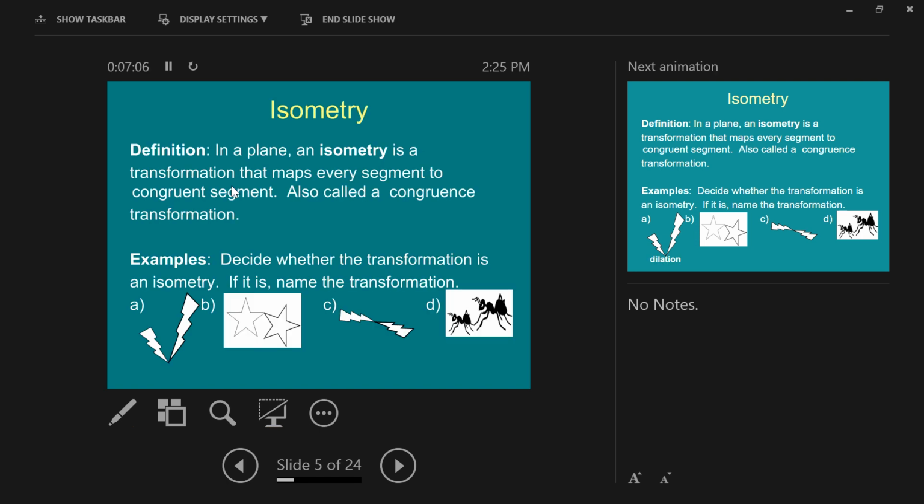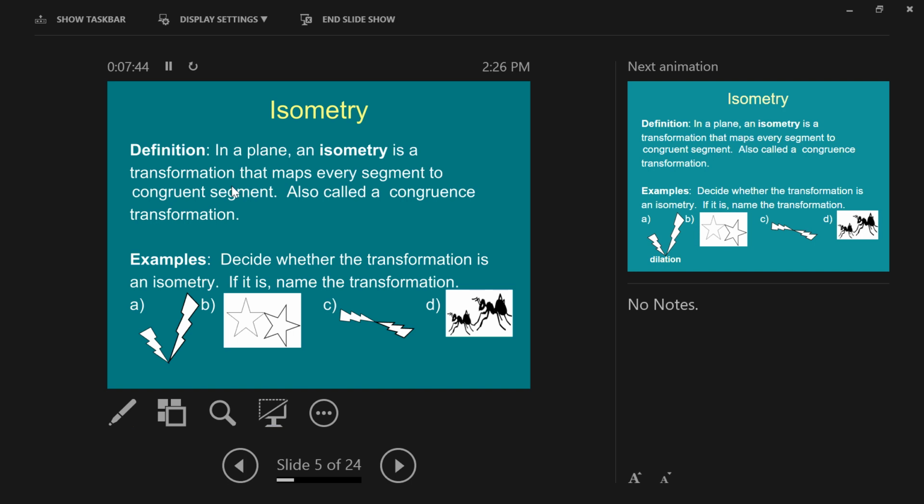All right, then we have isometry. So its definition is, again, it's in a plane. And this is just a transformation that's going to map every segment to some congruent segment. This can also be called a congruence transformation. So, key thing here is congruent, which means same size, same shape, right? So it can't get any bigger or smaller and still be congruent. So one of those that we talked about up there wouldn't show congruency, right? One of the 4 types we talked about.